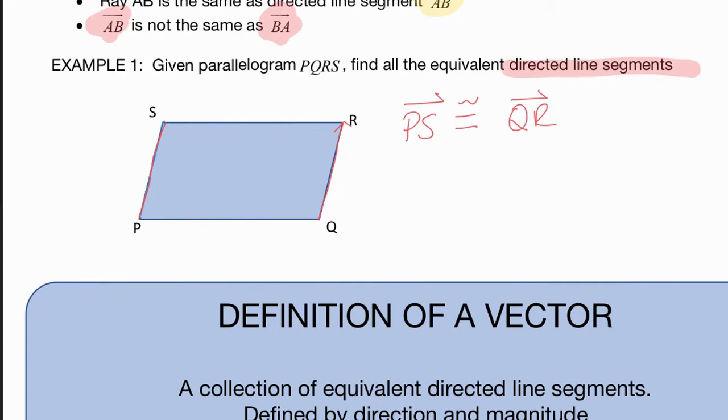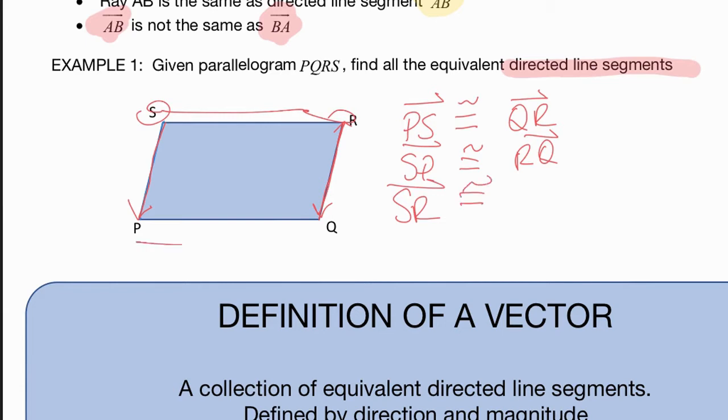Now, I want you to see that that is different than SP, right? SP goes in this direction, which is equivalent to a completely different directed line segment over here. It is RQ. Now there are two others that are directed. If I went from S towards R, that is equivalent to PQ. But if I go in the other direction, again, these are directed line segments, it wouldn't be PQ, it would be QP.